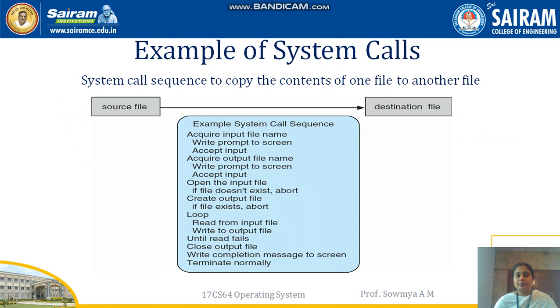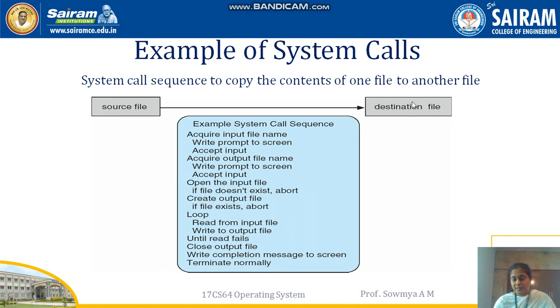Here is an example of system calls: which system calls are called in one execution, like copying data from a source file to a destination file. Here is an example system call sequence for copying data from source to destination. The first system call is acquiring the input file name, then write a prompt to the screen, accept input, acquire the output file name, write a prompt, accept input, then open the input file. If the file does not exist, abort.